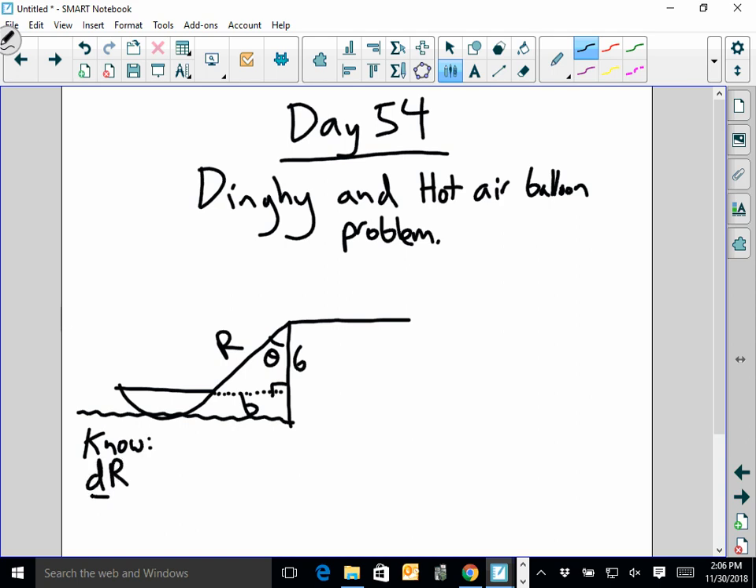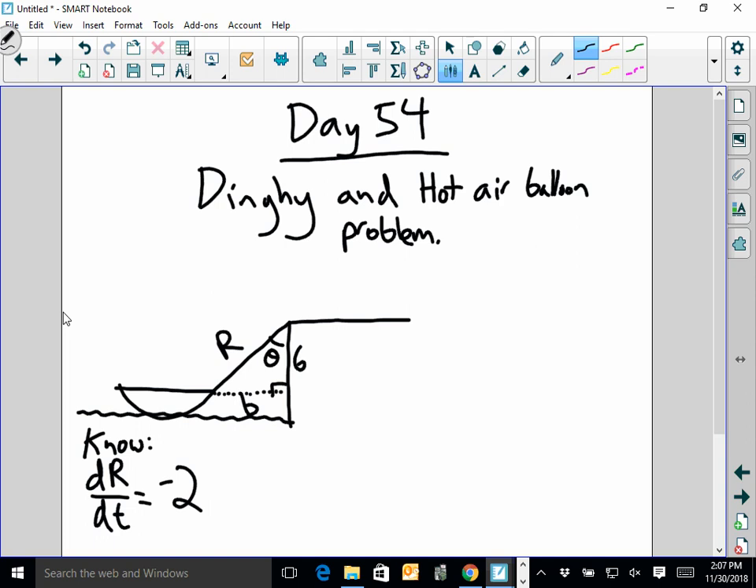Now, they said it's being hauled in at 2 feet per second. If the boat is being pulled towards the dock, is R getting bigger or smaller? Well, we have to know that R is getting smaller. So I'm not going to say dR/dt equals 2. I'm going to say dR/dt equals negative 2. Okay. And that's all that's in the prompt.